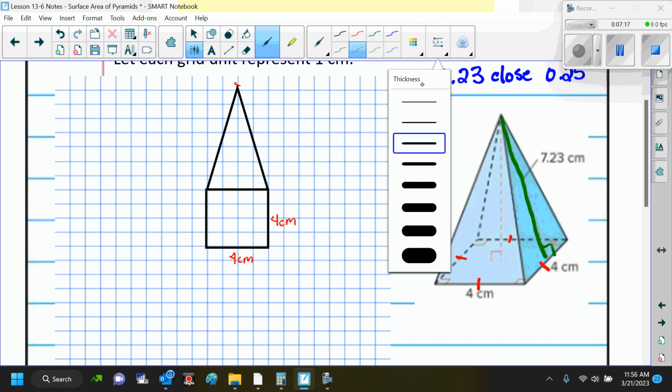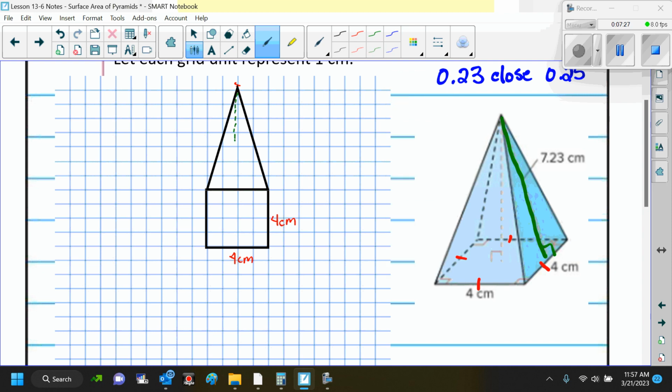Okay, so this we know is 4, and we know that this slant height, as a matter of fact, let me do that in green. The slant height, this green right here, this is 7.23 centimeters, okay? Now, we know because it's a square pyramid, each one of the triangles that's going to be on this side and on this side and on this side is going to be all the same as this one, okay?